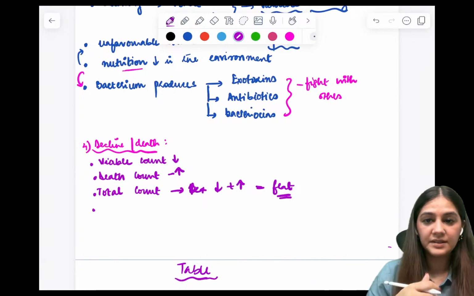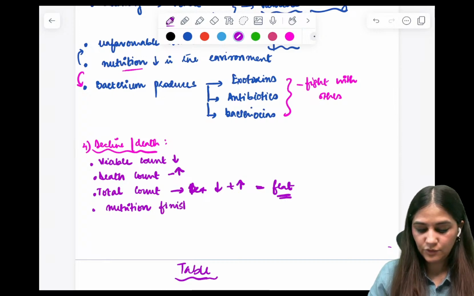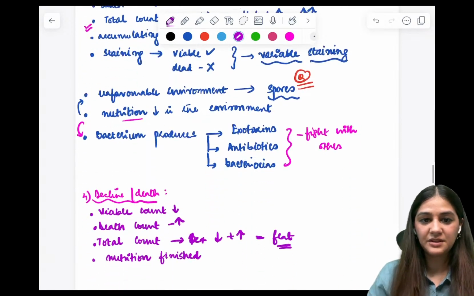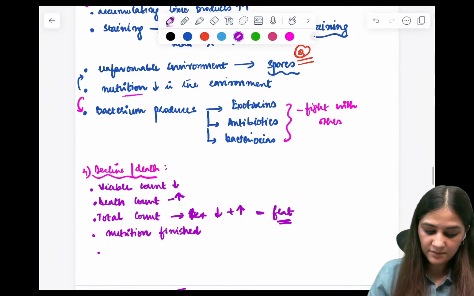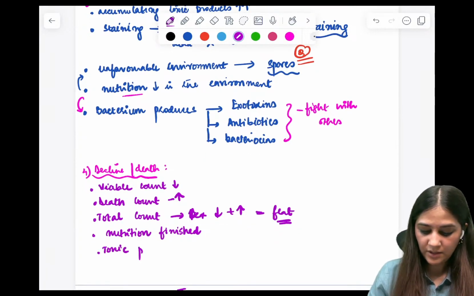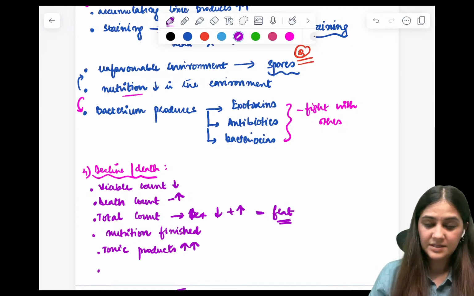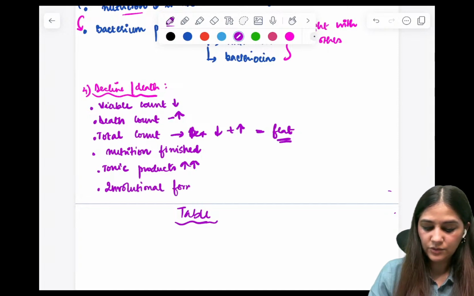Again, what is going to happen? At this point the nutrition has finished. Perhaps some was still left when it came to the stationary phase. Some level of nutrition was decreasing, but here the nutrition has completely finished. So again, toxic products are going to increase, toxic accumulation is going to increase. And at this phase, some bacteria start producing certain involutional forms.